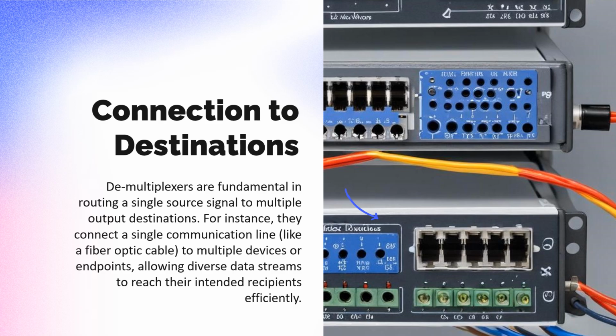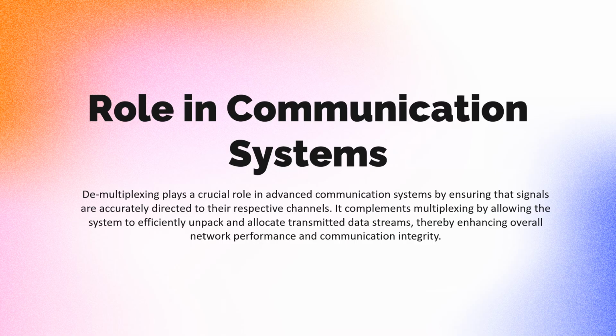to the telecommunication system. And now the role of demultiplexers in the communication system. Demultiplexing plays a crucial role in advanced communication systems by ensuring the signals are accurately directed to their respective channels. It complements multiplexing by allowing the system to efficiently unpack and allocate transmitted data streams, thereby enhancing overall network performance and communication integrity.